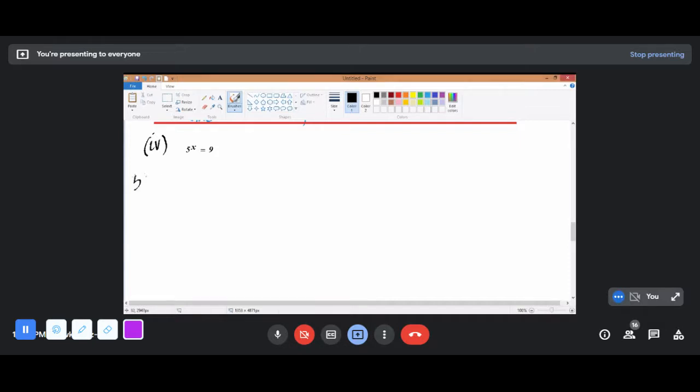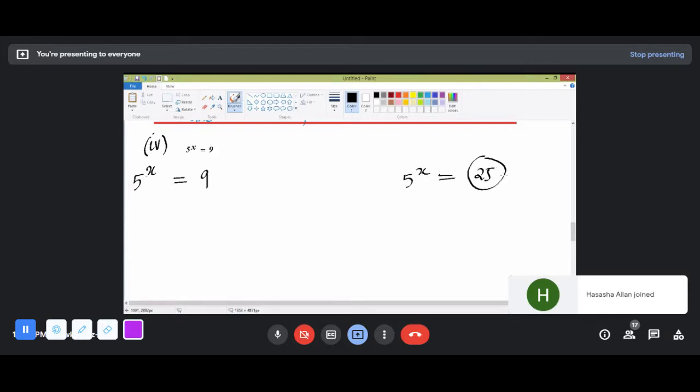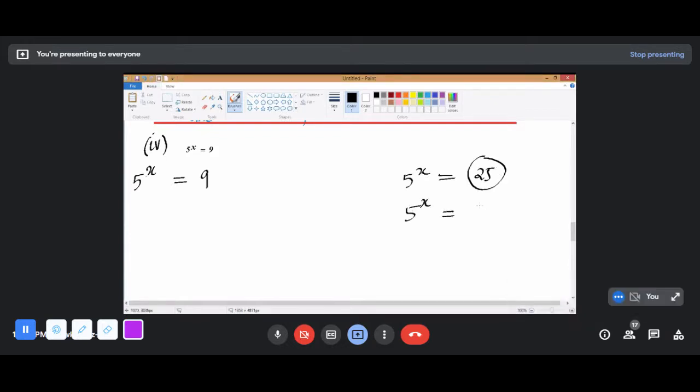5 power x is equal to 9. To solve for x in such numbers, if this was 5 power x equal to 25, we all know what to do. We would use our indices and write 25 as 5 squared, and then say x is equal to 2. That's what we have knowledge about. But this time round, we want to deal with a quantity which can't be expressed as an index of the unknown index statement.